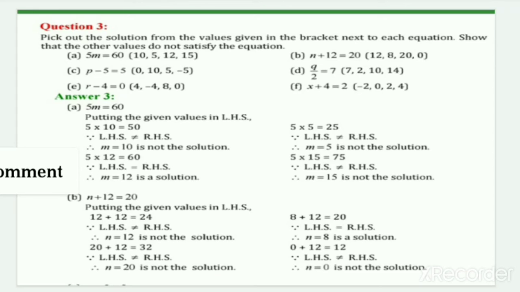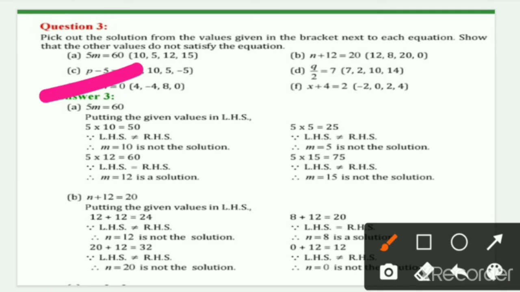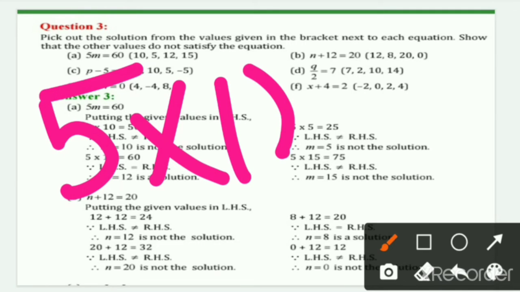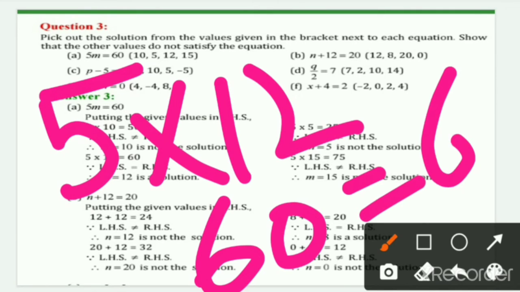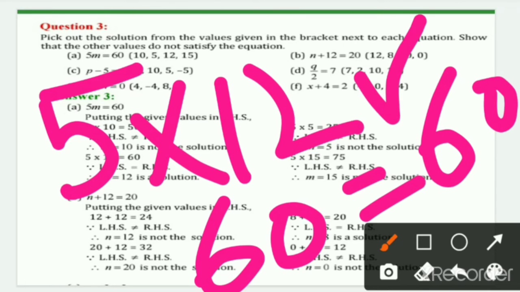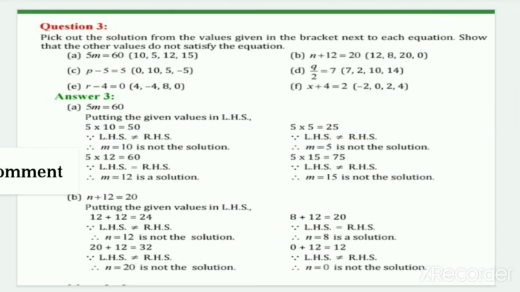Now moving to m is equal to 12. We put m equal to 12, so we have 5 multiplied by 12, that is 60, equal to 60 which is already given to us. So both are equal, and we have m is equal to 12 as the solution. In the same way you can do it by putting all the values given to you in the bracket.